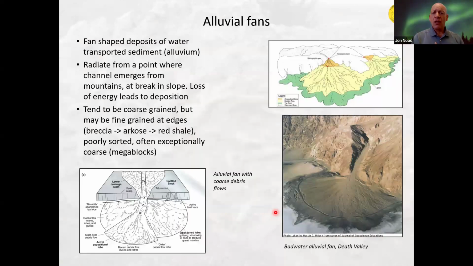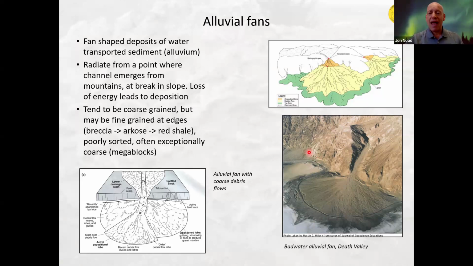Alluvial fans are fan-shaped deposits of water-transported sediment. You can see in this diagram on the top right, we have some mountains, and then a little pass or a gap in the mountains, and the sediment is being washed out from there, with a very steep gradient. There's a break in slope here, and because of that break in slope, you lose energy and you start depositing.